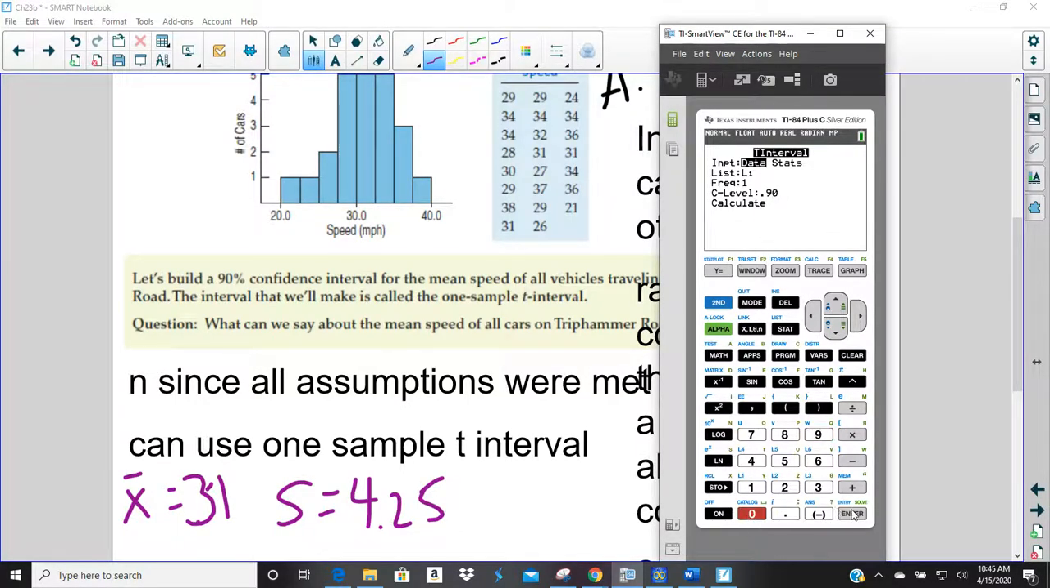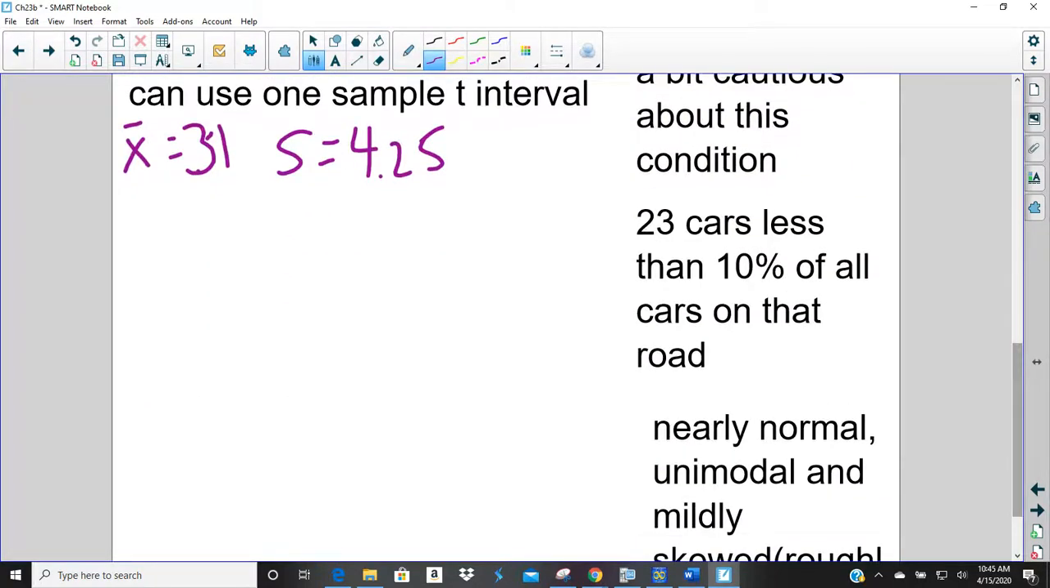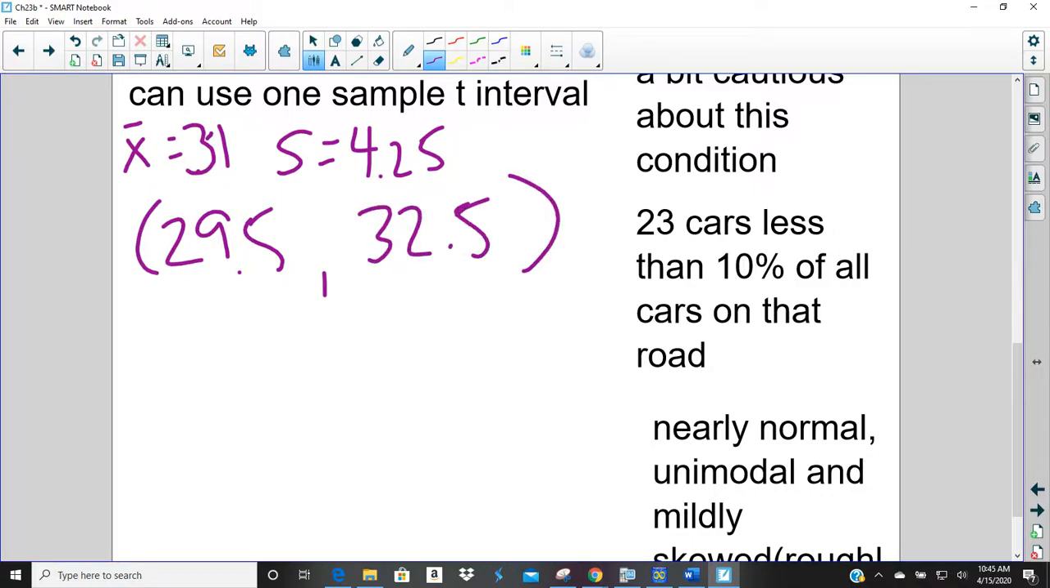Remember, if I was doing this longhand, I would have to use my sheet, the 2 sample for 90, or I would go to my 1 sample for 95, right? And I'm getting 29.5 to 32.5, I'll say, okay? So my interval, my I, is going to be 29.5 to 32.5. So what am I going to say?